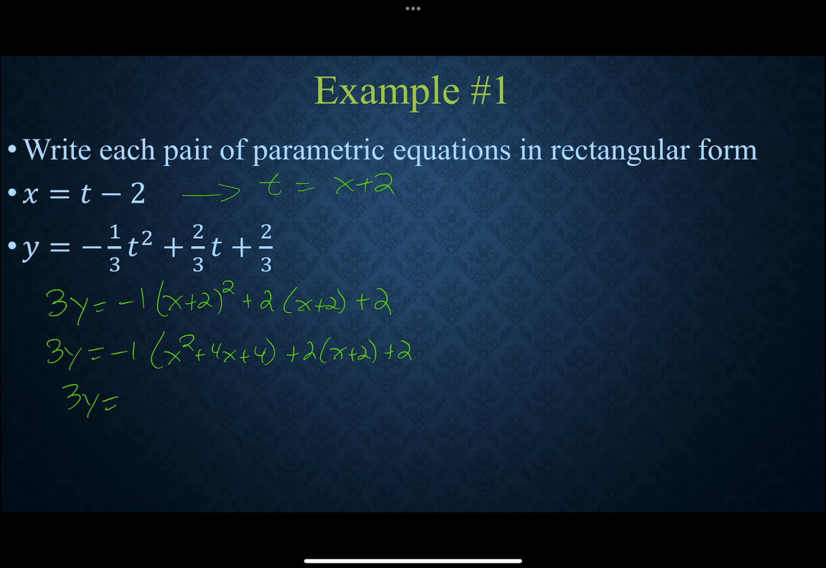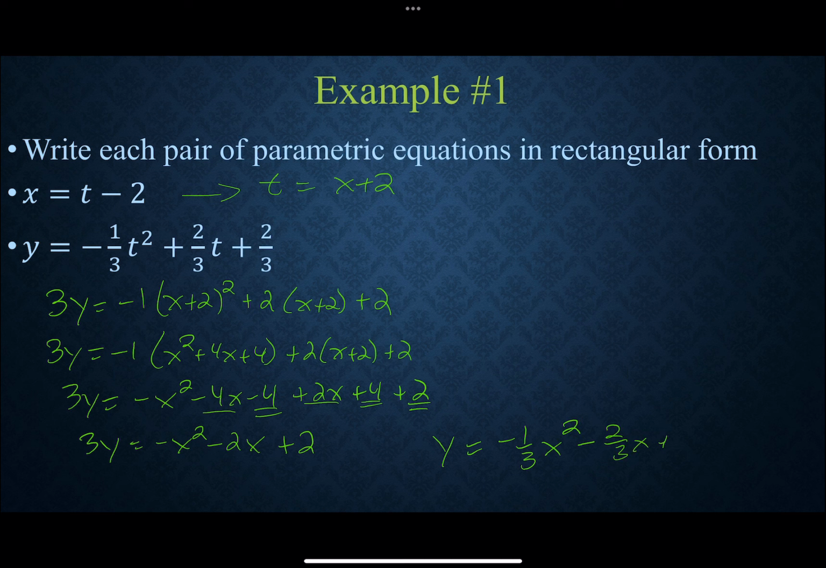Distributing gives us negative x squared minus 4x minus 4 plus 2x plus 4 plus 2, where when you combine those terms, you're going to get a negative x squared. Negative 4x and 2x make negative 2x. Negative 4 and positive 4 cancel, leaving just the plus 2. And then dividing the 3 back over, we get negative 1/3 x squared minus 2/3 x plus 2/3.